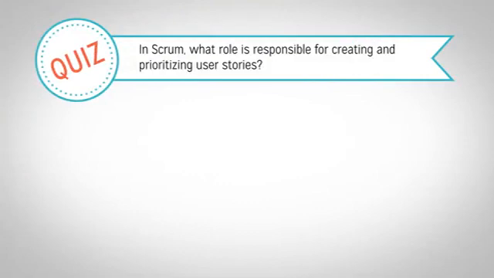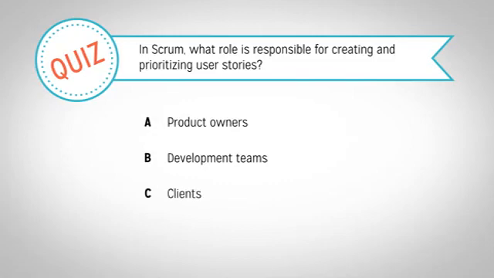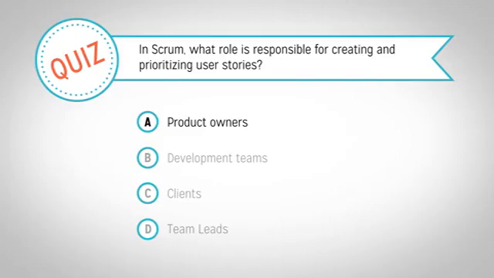In Scrum, what role is responsible for creating and prioritizing user stories? A. Product owners. B. Development teams. C. Clients. Or D. Team leads. The answer is A. Product owners. In Scrum, product owners are responsible for making sure that the product backlog is up to date. Clients, team leads, or members from your development team may fill the product owner role, but they must be a product owner if they're to be responsible for changing the product backlog.